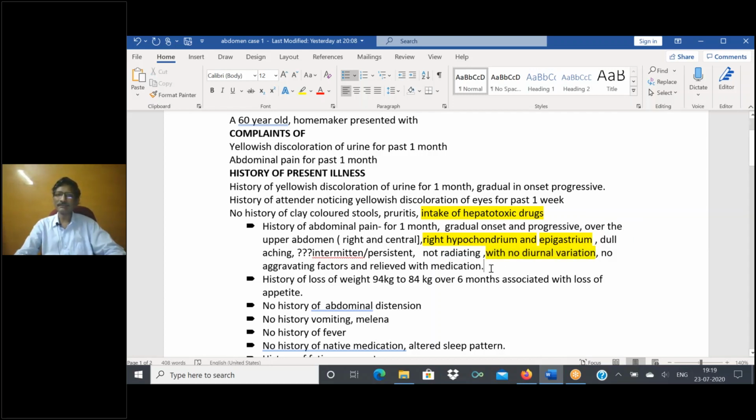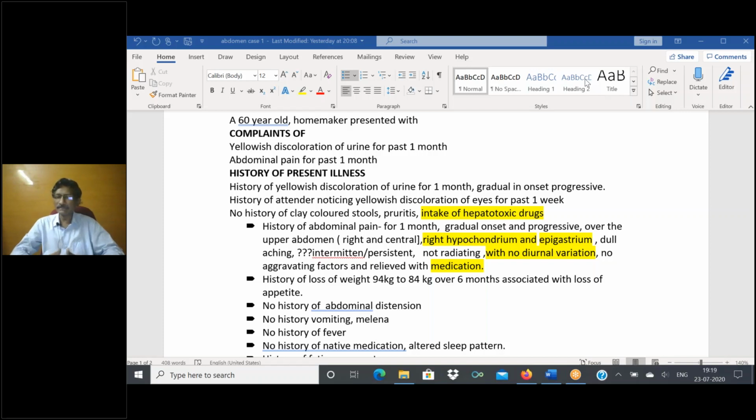So no aggravating factors. Relieved with medication means what medication? What was the medication which relieved the pain? Not sure of medication. Okay, fine. If you mention the medication, you have to tell what it is. Okay, be clear in that. Now, this is the correct way of elaborating, so I'll go back and correct the elaboration.